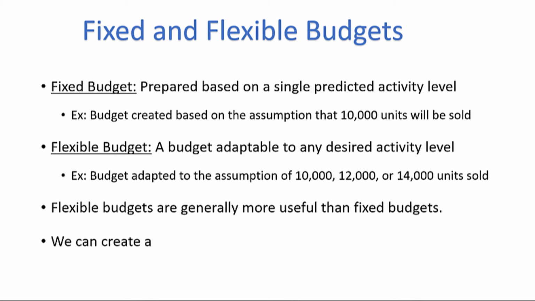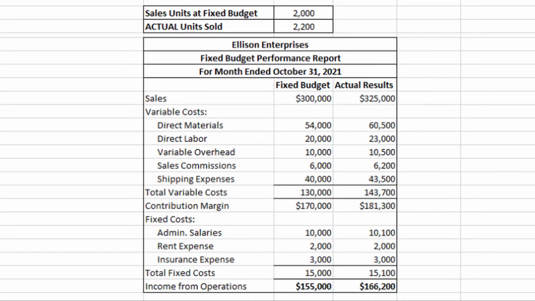Given the level of volume and the classification of all costs as either fixed or variable on a fixed budget, we can create a flexible budget. Let's look at an example. Here we have the fixed budget for Ellison Enterprises for the month ended October 31st, 2021. This budget was prepared assuming that 2,000 units would be sold in the month, but the company actually sold 2,200 units, so this budget really isn't all that useful for us.